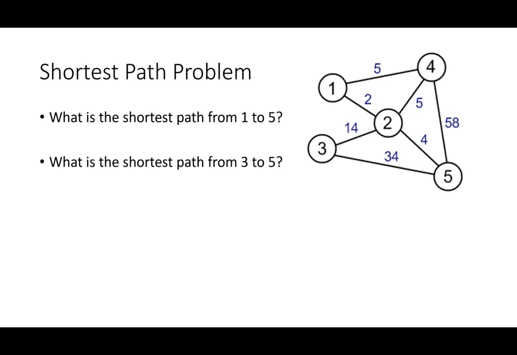Shortest path from 3 to 5 would be what? 3, 2, 5. And what would the weighting of that one be? 18?